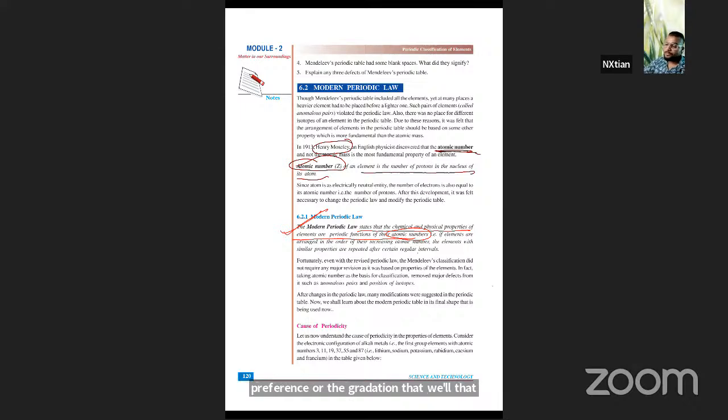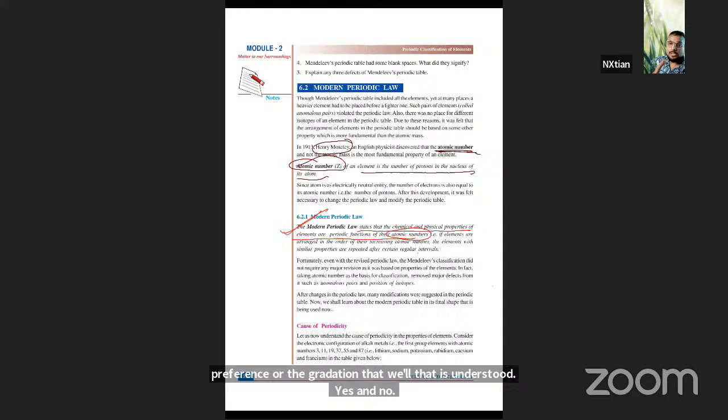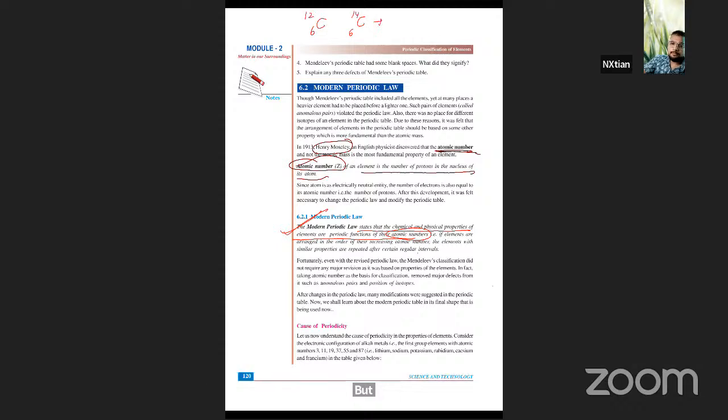Yes or no? Now, one of the major issues of Mendeleev's table was what? The position of isotopes. What are isotopes, we learned? They have the same atomic number but different mass numbers. According to Mendeleev, we arrange by atomic mass, so each would have to be placed separately because they have different atomic masses. So Mendeleev wasn't able to do that.